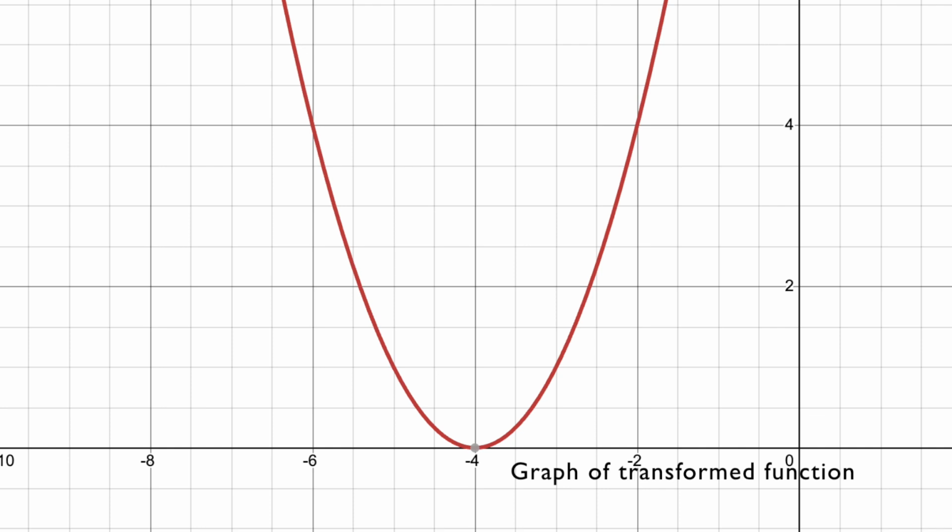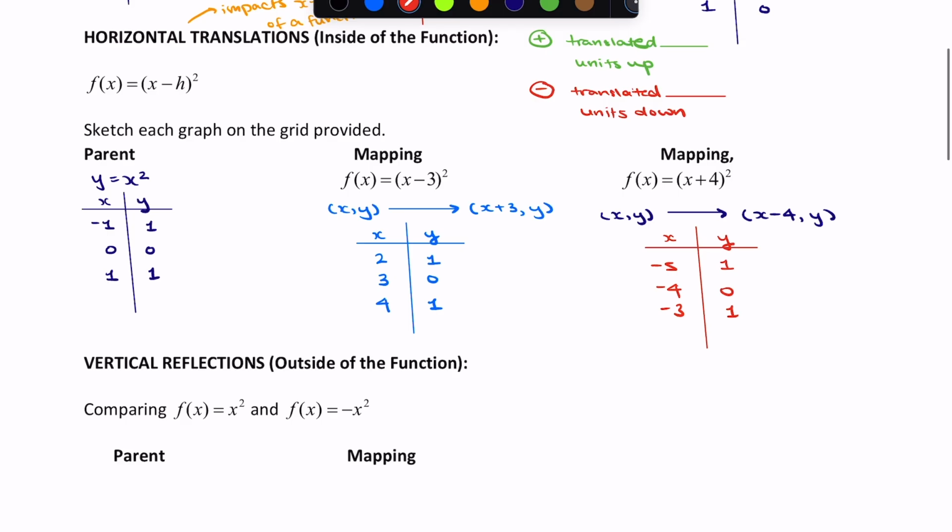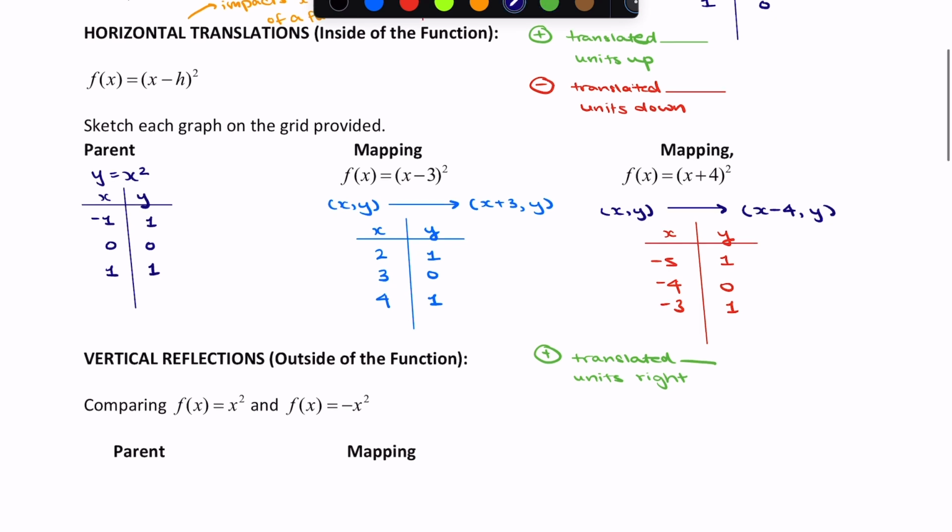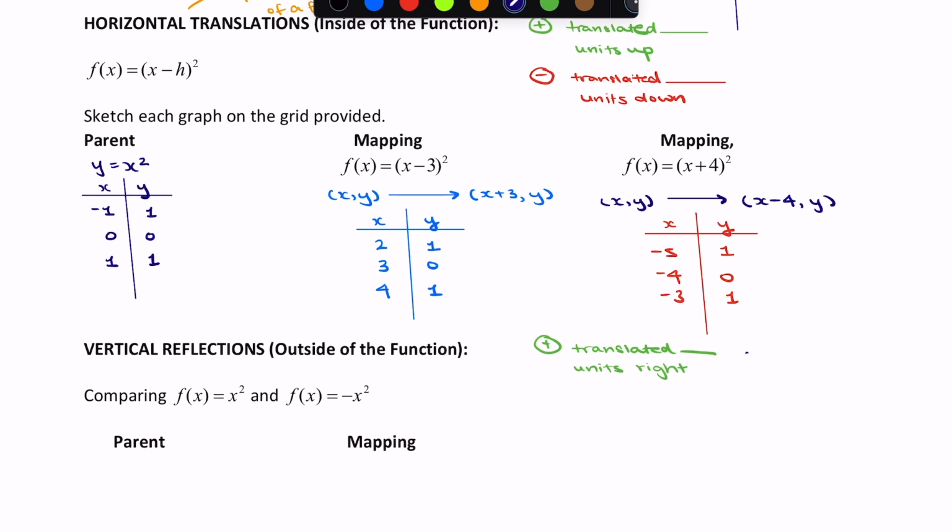And so when we look at our translations here, if it's positive, here we see that it's translated blank units to the right. But here, when we look at it inside the brackets, we see that it would look like x minus h.